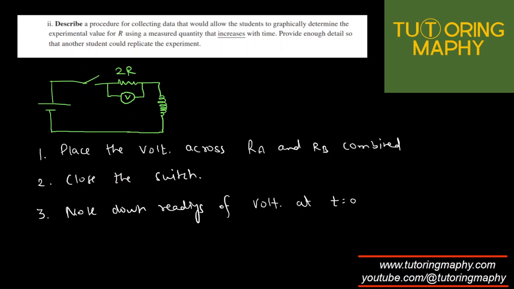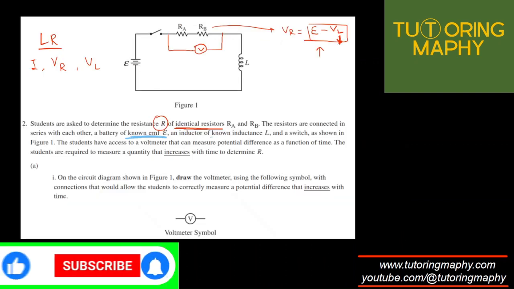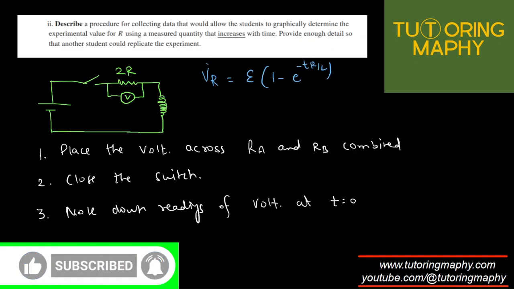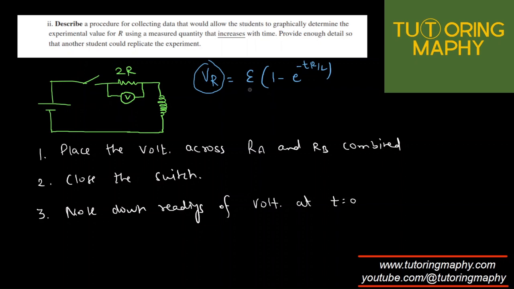Okay, let's first draw the mathematical equation. Maybe that will help us to determine what we actually need to measure. We know that the voltage across the resistor is given by E times 1 minus e raised to minus Rt over L. Remember that EMF is known, and inductance is also known to us. So don't you think that we can just determine another value of VR at a value which is some percentage of this EMF? Because we already know what the EMF is, right? It is given to us.